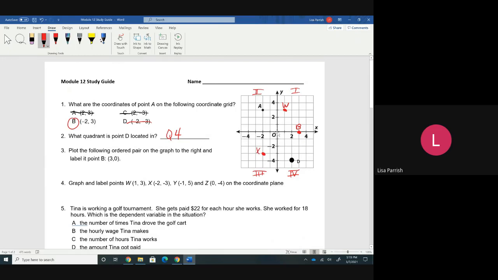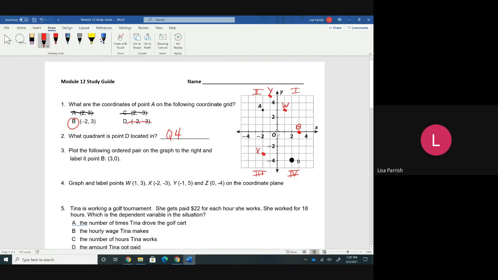Go back to the origin. Point Y is -1. Dribble over to -1. And then +5. Positive is up. So I shoot up to the 5. So that one would be point Y right here.